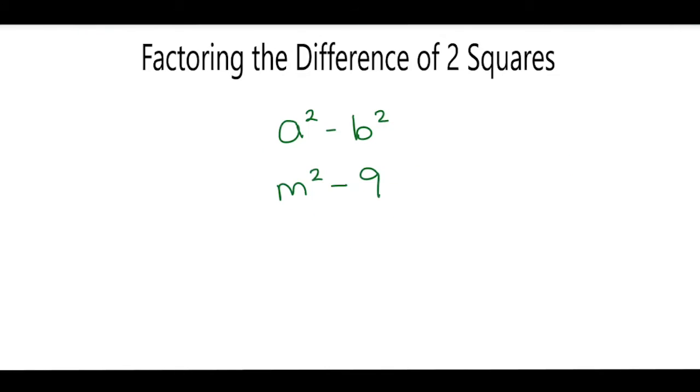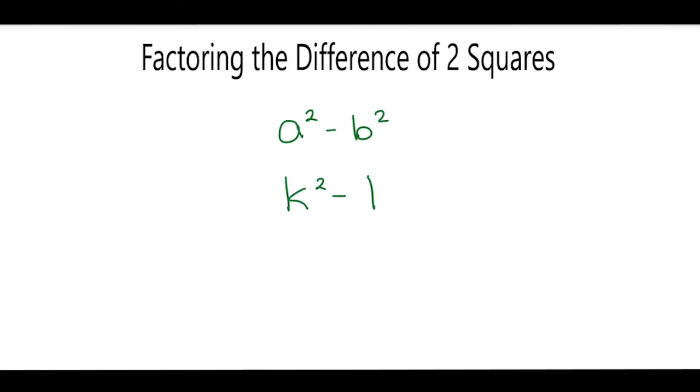Let's say I have m squared minus 9. So what I'll do is I'll make my two parentheses. I will put an m in each one, and then I'll ask, what is the square root of 9? Well, the square root of 9 is 3, so we'll put a plus in one parenthesis and a minus in another.